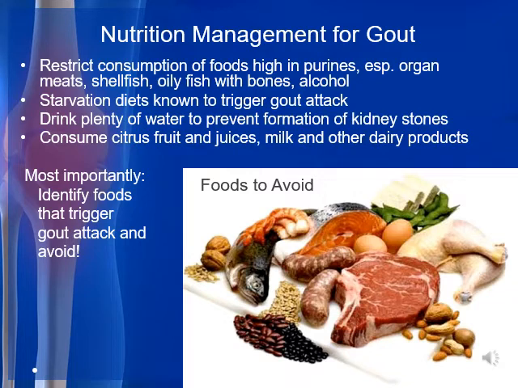And then finally, management of gout as far as nutrition therapy would be to restrict consumption of foods that are high in purine. So foods high in purine, foods that they really should be avoiding: organ meats, shellfish, oily fishes, anything with fish with bones, and then alcohol. Alcohol can cause a buildup of uric acid, especially beer, so that is something that they would want to avoid. Starvation diets are known to trigger gouty attacks. I had mentioned that, so we want to stay away from that.